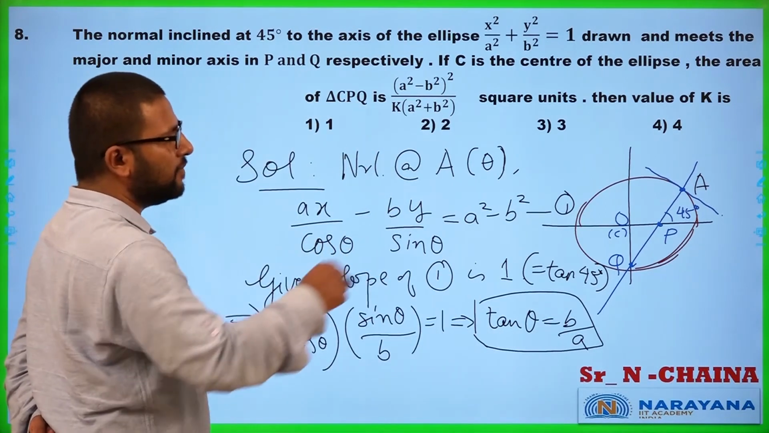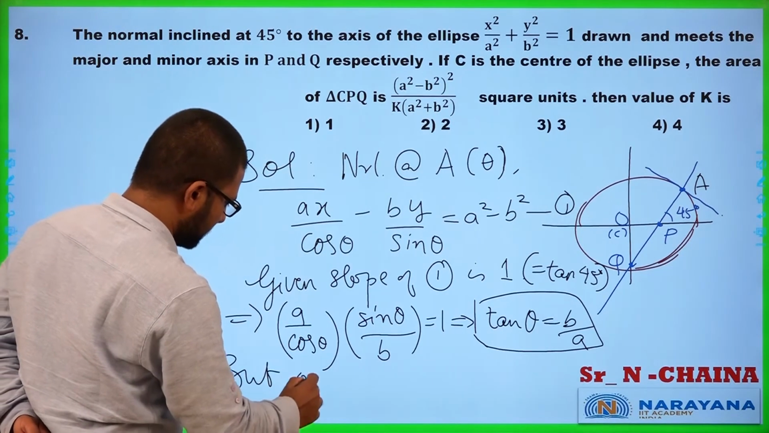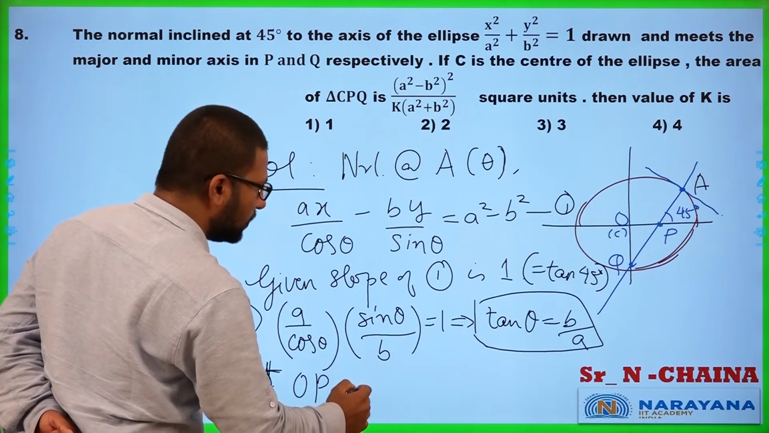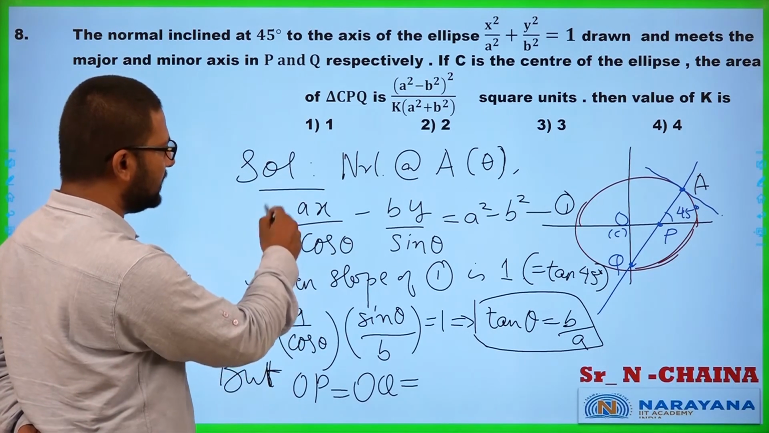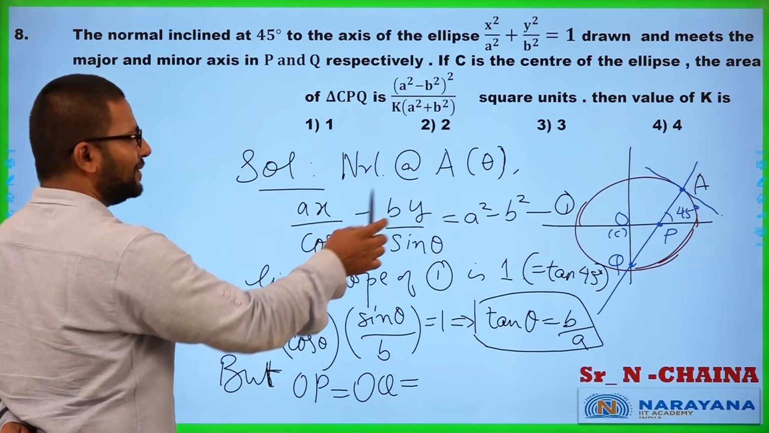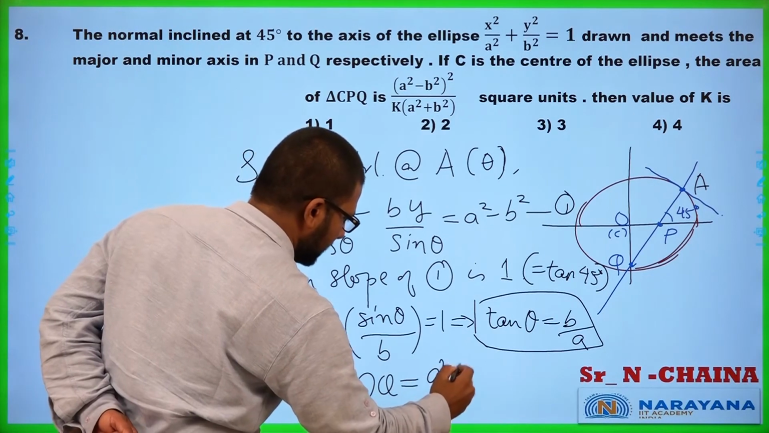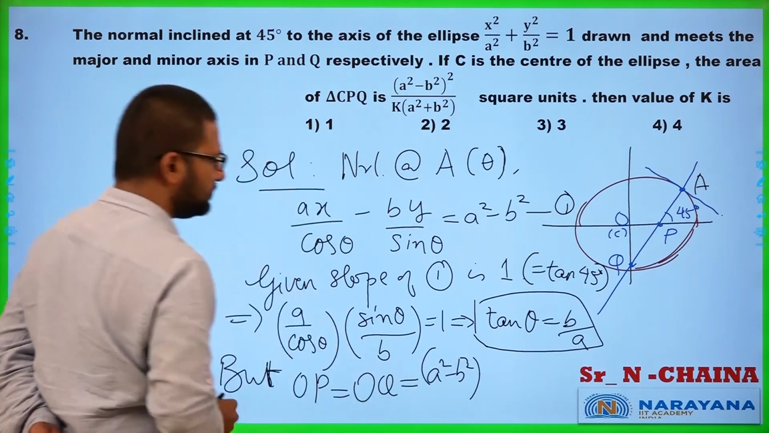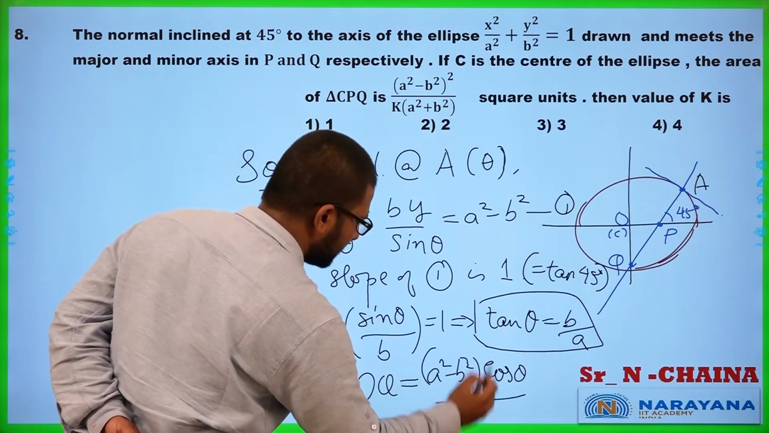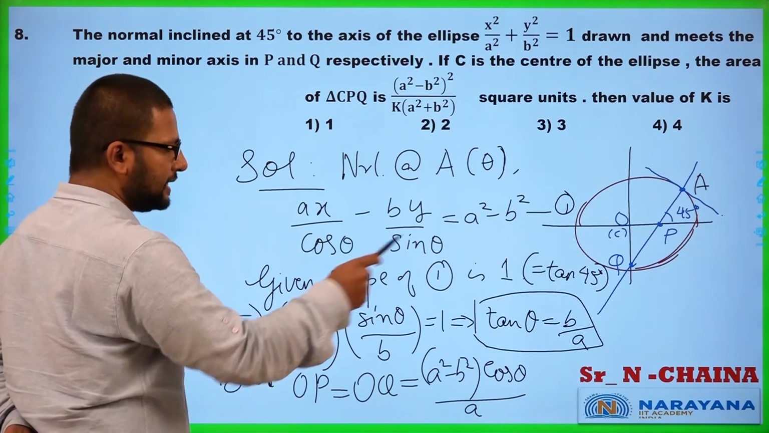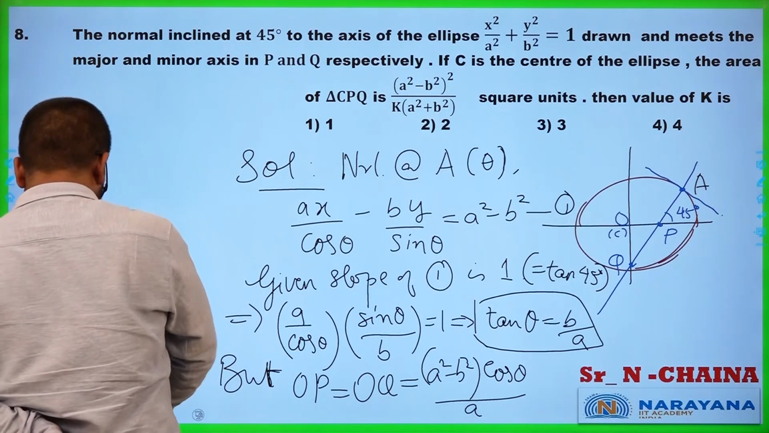But we don't need tan theta, we want the x-intercept, right? But OP equal to OQ. Why? Because of 45 degrees. OP equal to OQ is how much? Look at this. Once again, intercept form. So bring the A square minus B square here and take A down. So A square minus B square into cos theta upon A. Right? So now tell me, if tan theta is B by A, how much would be cos theta? Think about that.